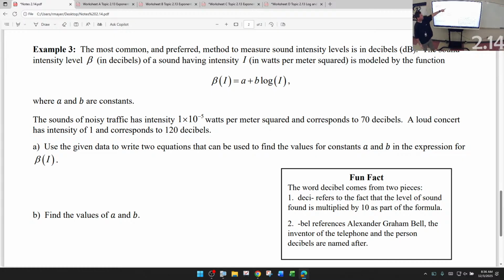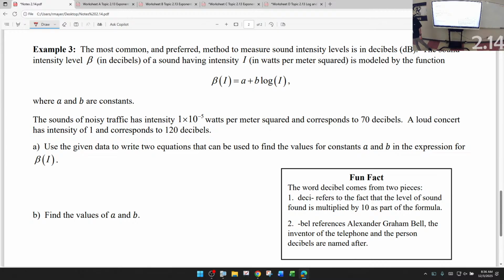The most common and preferred method to measure sound intensity is decibels. The sound intensity in decibels of a sound having intensity I in watts per meter squared is given by this equation: B sub I is equal to A plus B log I. A sound has an intensity of 1 times 10 to the negative 5th watts per meter squared and corresponds to 70 decibels. A loud concert has an intensity of 1 and corresponds to 120 decibels. Use the given data to write 2 equations that can be used to find the constants A and B sub I.